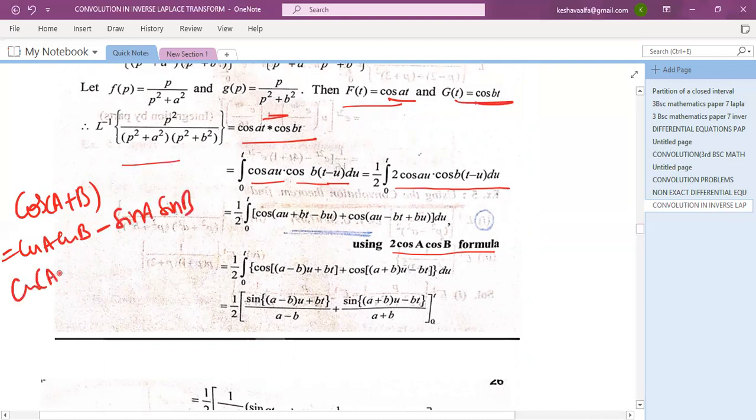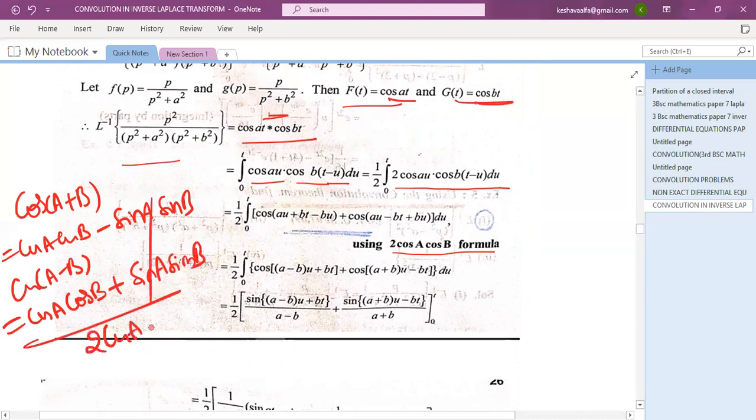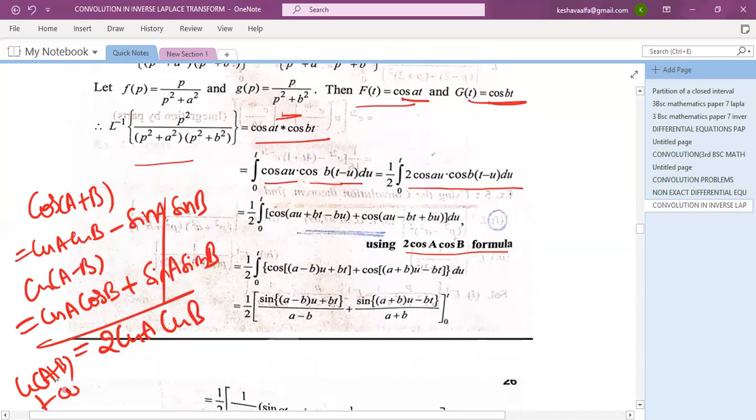cos of A minus B is equal to cos A cos B plus sin A sin B. Just adding these two, the sin terms get cancelled. So we get 2 cos A cos B is equal to cos of A plus B plus cos of A minus B. So the 2 cos A cos B formula is cos of A plus B plus cos of A minus B.